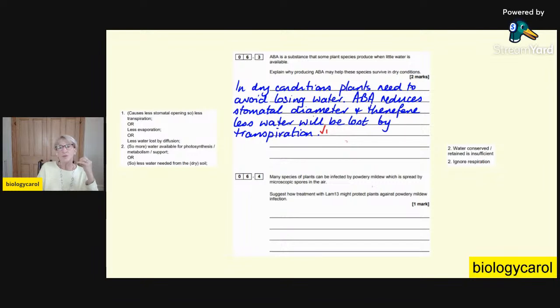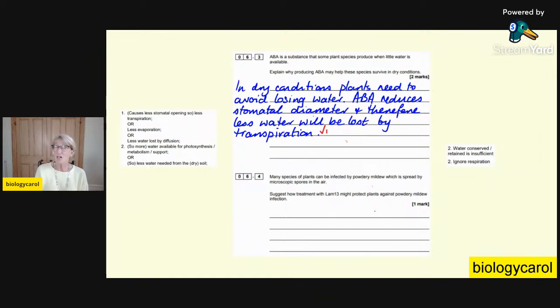Notice you couldn't write respiration, because water isn't required for respiration, it's produced by respiration, so you couldn't write that. Okay, 6.4. Many species of plant can be infected by powdery mildew, which is spread by microscopic spores in the air. Suggest how treatment with LAM13, remember that was the middle column that caused the greatest reduction in stomatal diameter, might protect plants against powdery mildew infection.